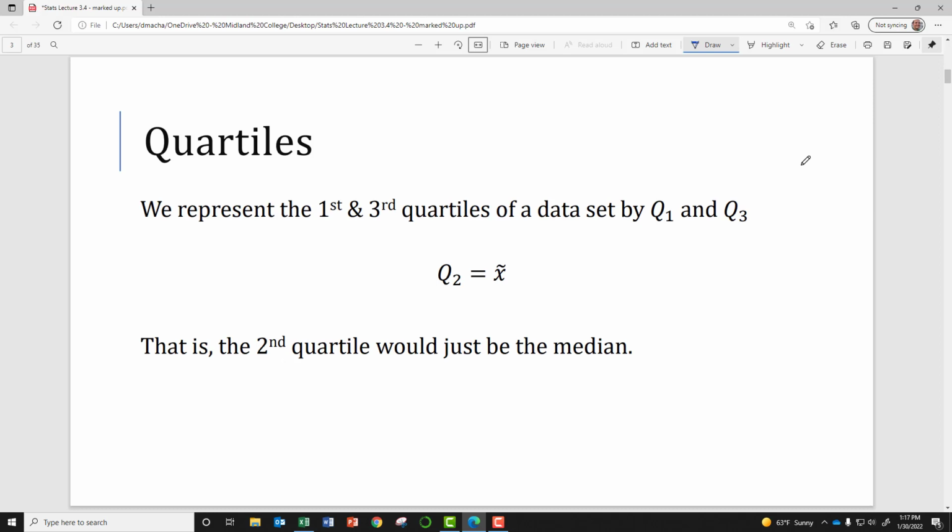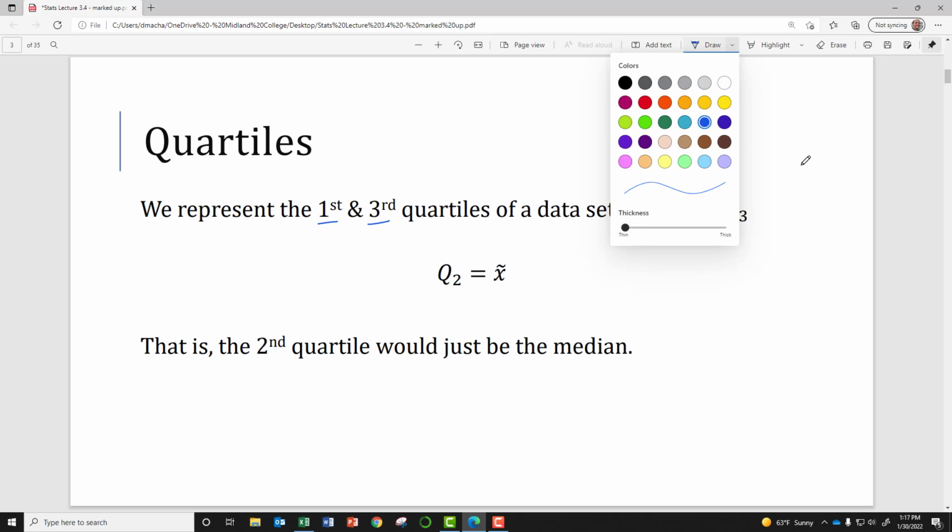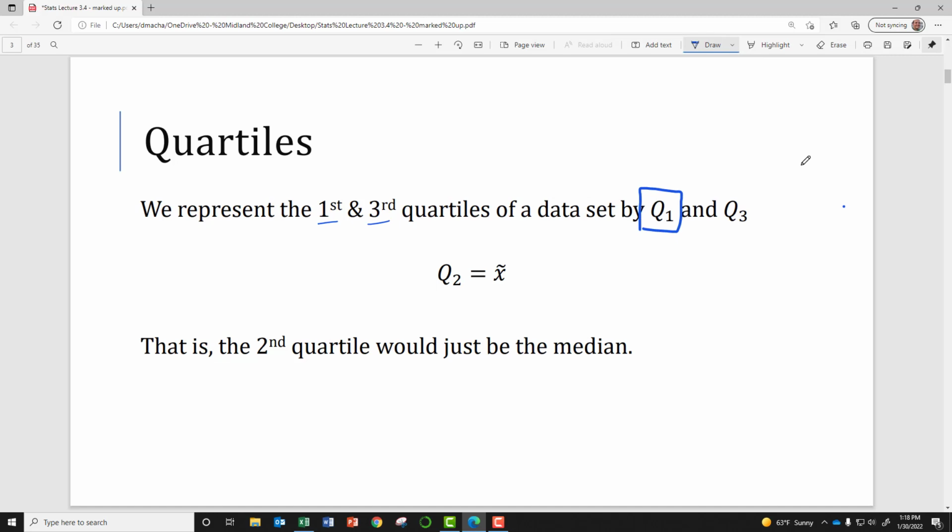So for quartiles, we can represent the first and third quartiles of a given data set by using capital Q with subscript 1 for the first quartile, and then Q subscript 3 for the third quartile. What I want to point out here is this capital Q subscript 2, we don't actually use that symbol very much to mean the second quartile, because the second quartile would just be the median. So remember, x tilde is the symbol we use for the median.